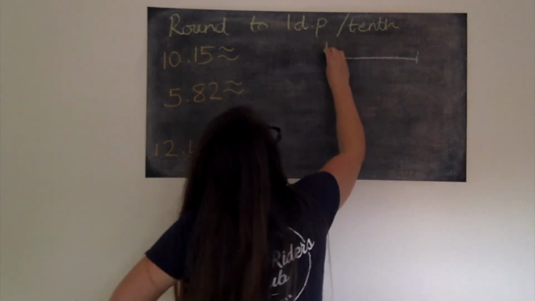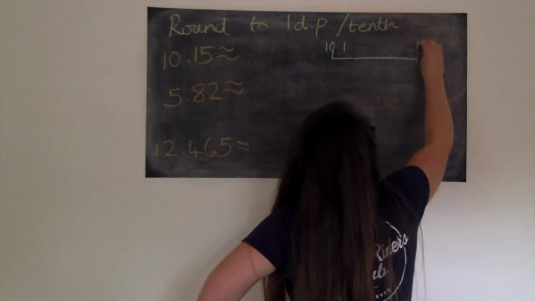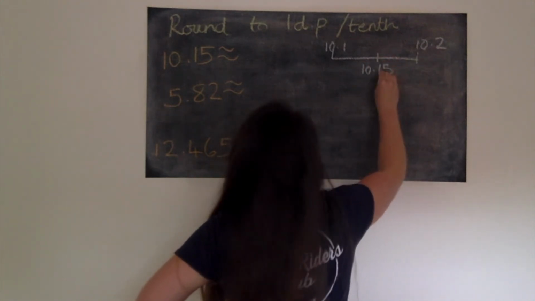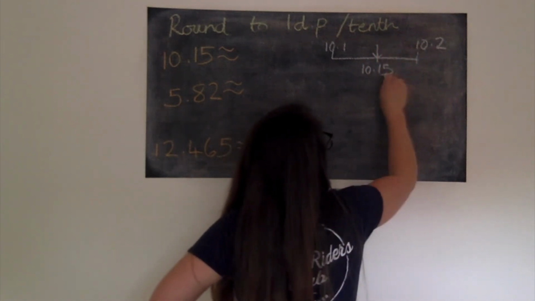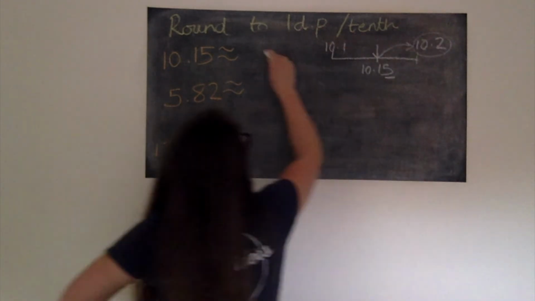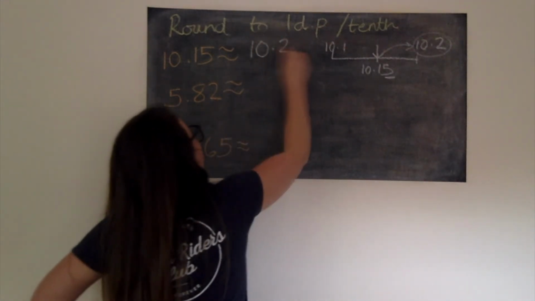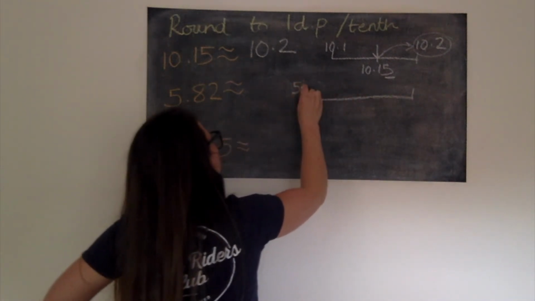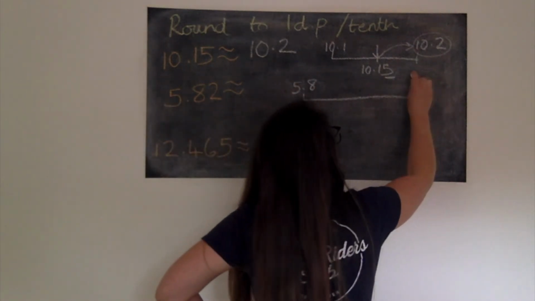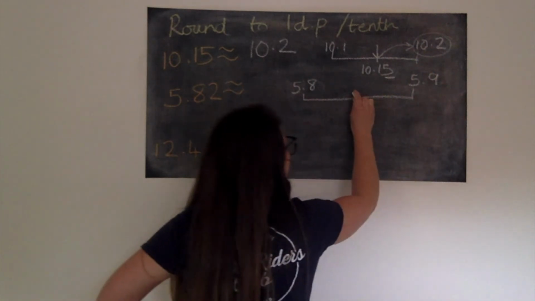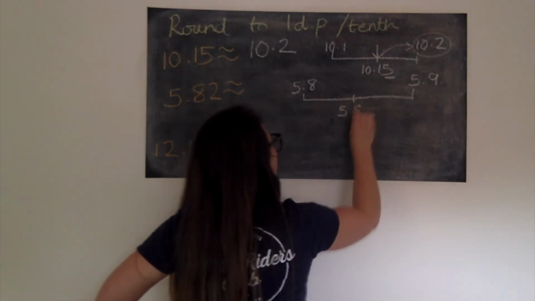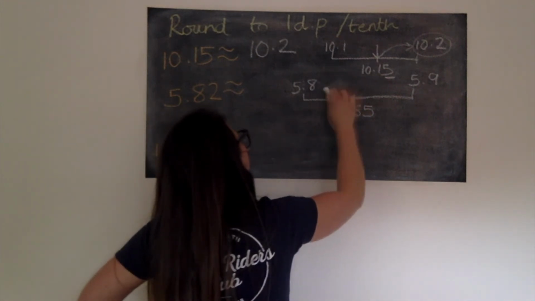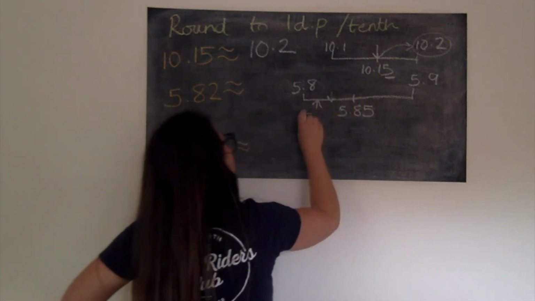So the first one, on your number line, we lie between 10.1, that's our tenth, and then 10.2. Halfway is 10.15, which is actually our number. So remember the 5 tells us we're closer to 10.2. Next one, we lie between 5.8 and 5.9. 5.82 is quite close to 5.8. It's only 2 hundredths away. It's before the 5.85. So to the 1 decimal point, it's 5.8.